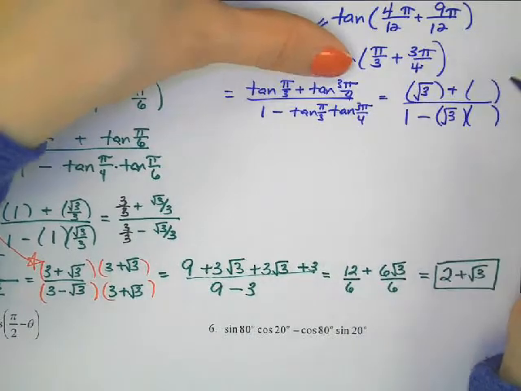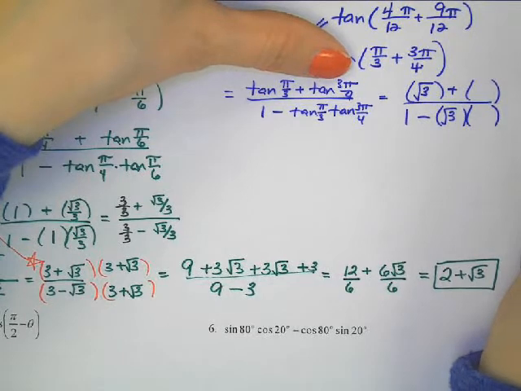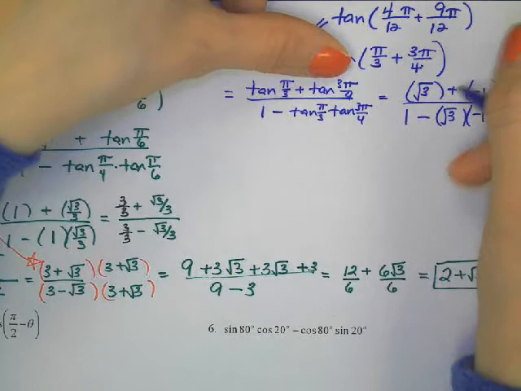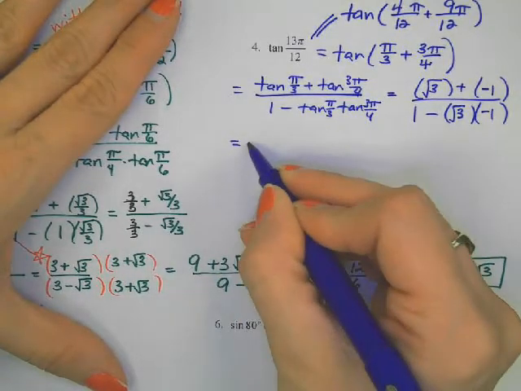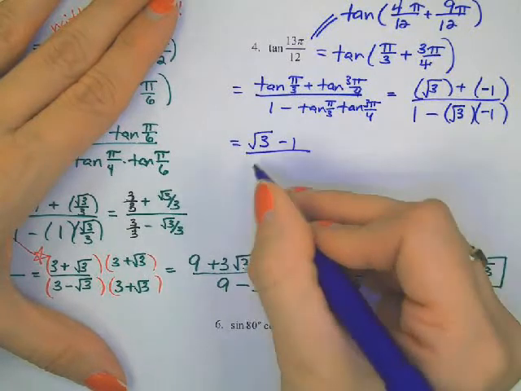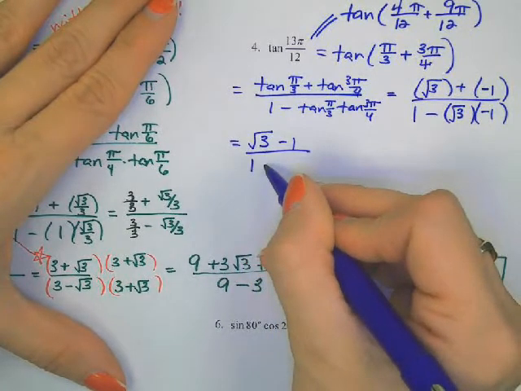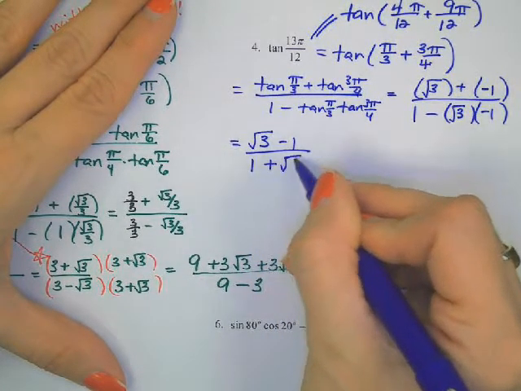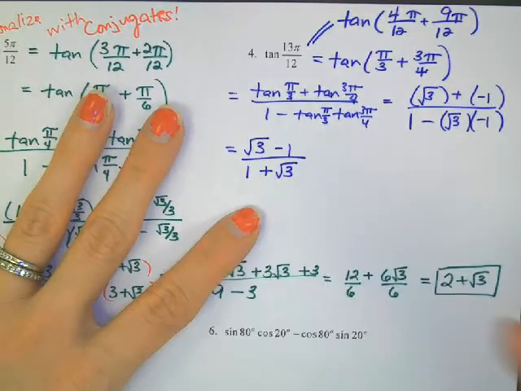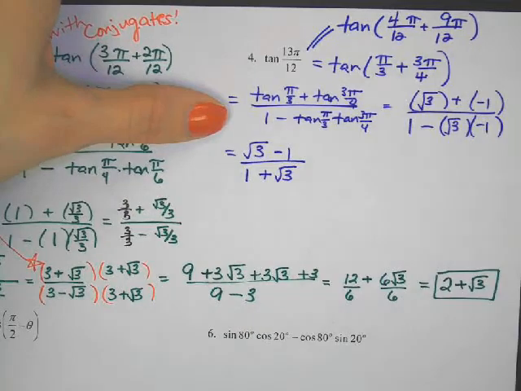How about 3 pi over 4? What's tangent in quadrant 2? That's a negative 1. Negative 1. Okay, so this problem simplifies to radical 3 minus 1 over 1 plus radical 3. So far so good. And I will be looking for this answer on your test just to see if you got halfway there.